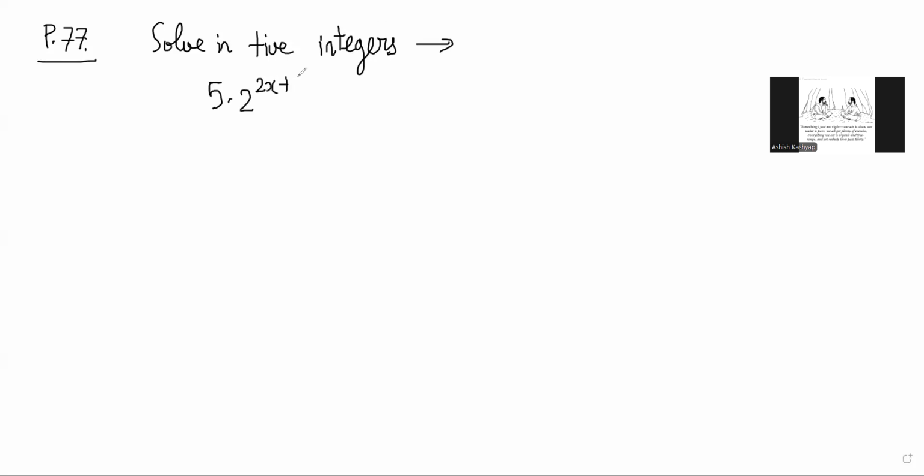Okay, I will give you 2-3 problems for tomorrow. These problems are: problem 77 is solve in positive integers. The equation is 5 into 2 to the power 2x plus 1, plus 19 into 2 to the power x into 3 to the power y, minus 4 into 3 to the power 2y plus 1 is equal to 2020.